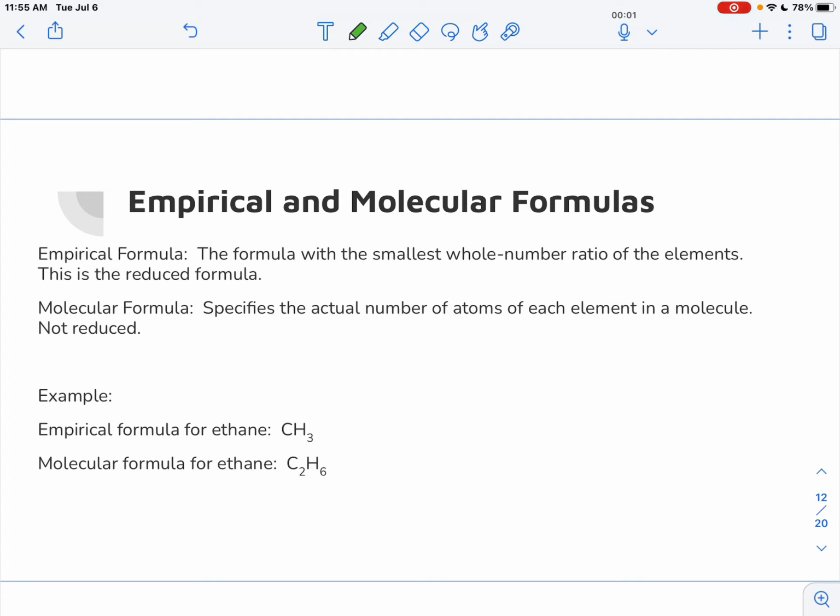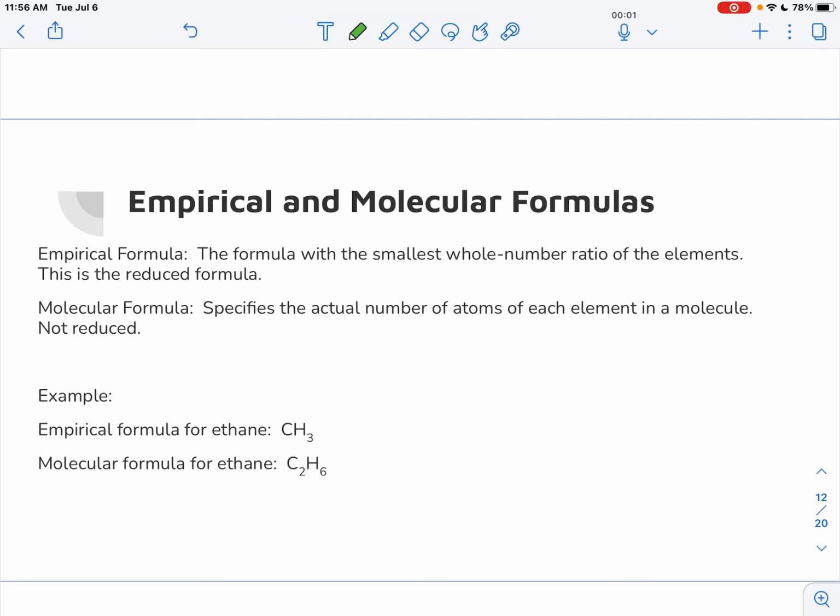The next chunk of this assignment is on empirical and molecular formulas. So I first wanted to start with some definitions. Empirical formula is the smallest whole number ratio. Remember, the whole number ratio is the subscripts. So this is going to be the reduced or simplified version of the formula. The molecular formula actually tells you how many of each atom you have in a molecule. Okay, it does not have to be reduced or simplified. Sometimes they are the same, but they do not have to be.